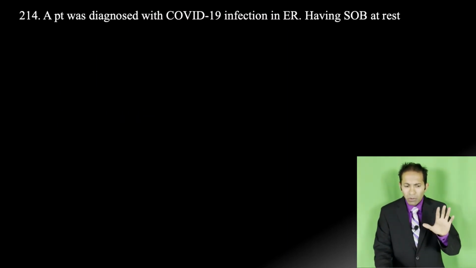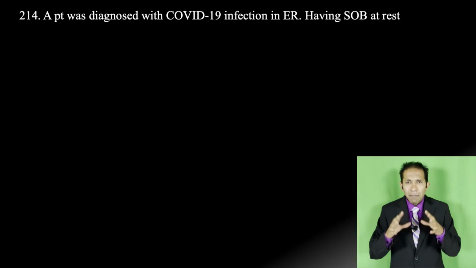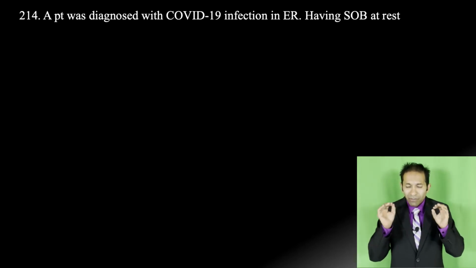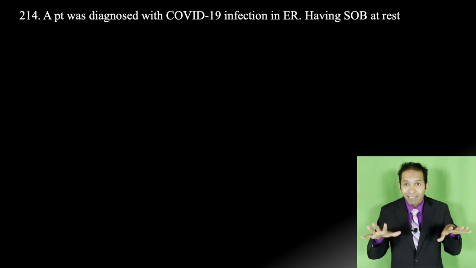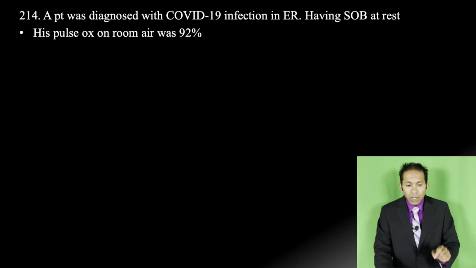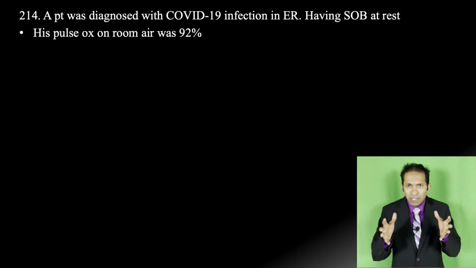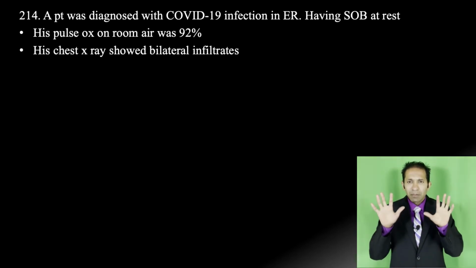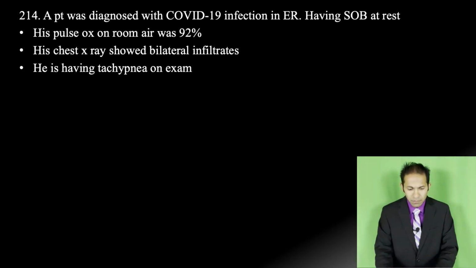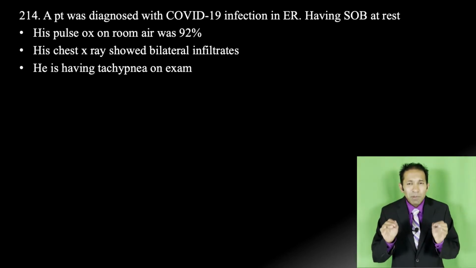So we'll start with question number 214. A patient was diagnosed with COVID-19 infection in the ER. The reason he was tested is because he was having shortness of breath at rest. So he was having dyspnea at rest. You check his pulse oxygen. On room air, it was 92%. You do a chest X-ray in the ER. He has bilateral infiltrate. He's having tachypnea on exam.